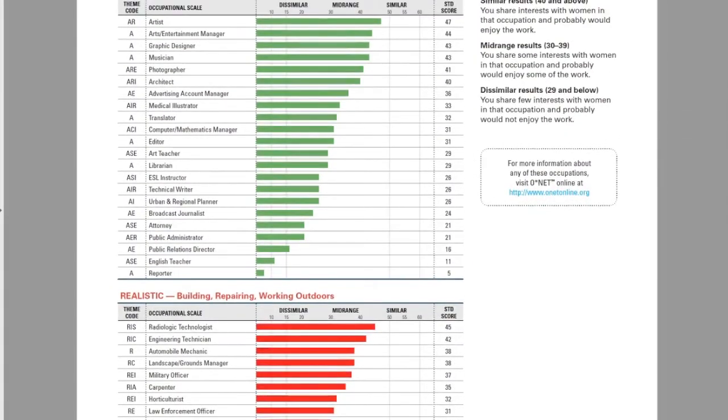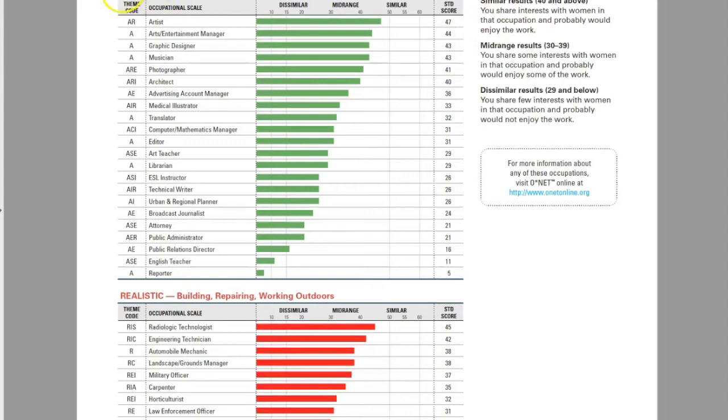Starting on page 6, these next 3 pages show how similar your interests are with people of the same gender who are already working in and satisfied with these career fields. So if you look here at the top right of the page, this is kind of your key to interpreting the data. This is telling us that anyone with a score of 40 and above, this indicates that you share interests with others of the same gender in that occupation, and you would also likely enjoy the job. The smaller your score, the less similar interests you share.